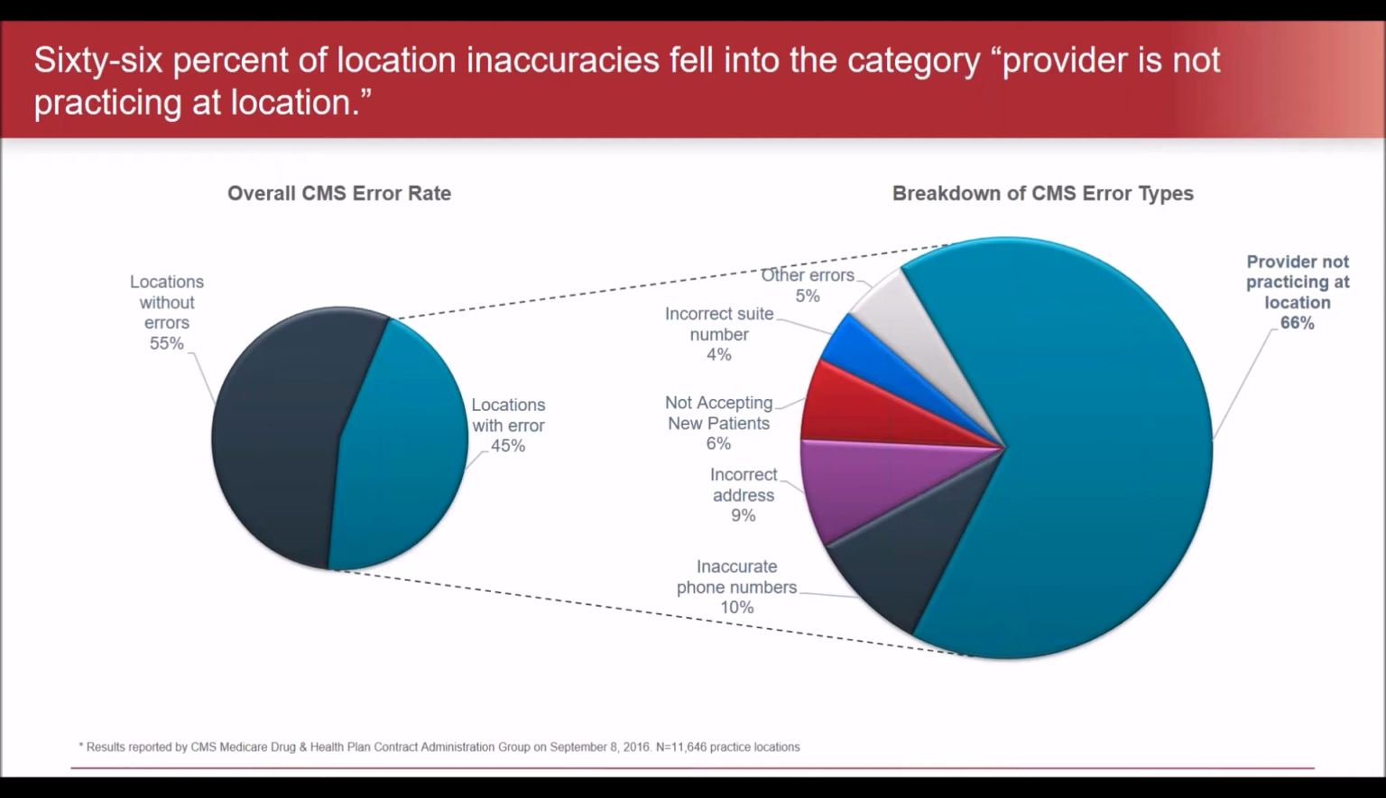So what that means is if a patient is trying to make an appointment with a provider, they're unable to do so because the provider's not practicing there. That's really the litmus test that CMS is using to determine whether a record is an error or whether it's accurate. So there are multiple motivations for why providers are over-reporting locations.